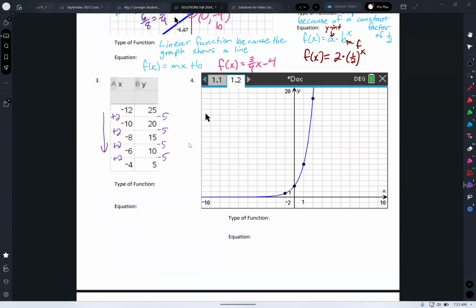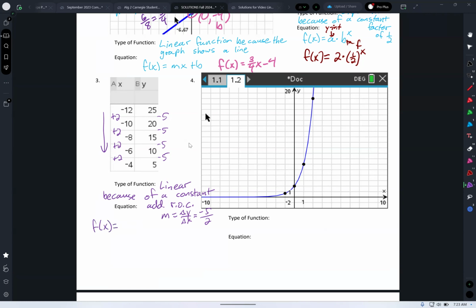So type of function, linear, because of a constant additive rate of change. Don't forget that is called my slope, right? Change in y divided by change in x. So -5 divided by 2. And that's going to make my job way easier in writing my equation.